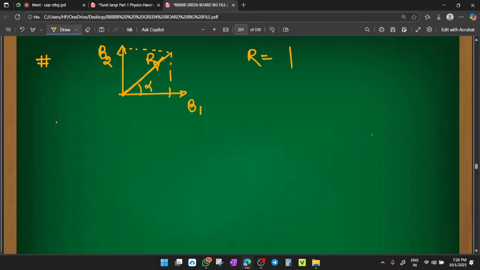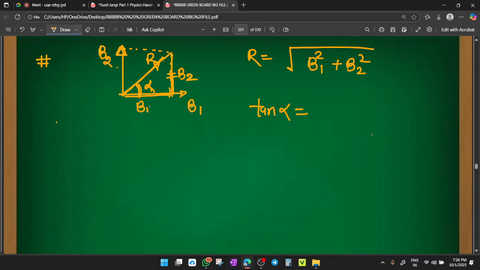You have just calculated R equals the square root of B1 square plus B2 square. And now we want to find the direction of the resultant intensity. If this angle is alpha, taking tan of alpha, you know tan theta is equal to perpendicular upon base. For this angle alpha, what is the perpendicular? By the parallelogram law, if this vector is B2, then the magnitude of this vector is also B2, and this is B1. Agree? So tan alpha is equal to B2 by B1.